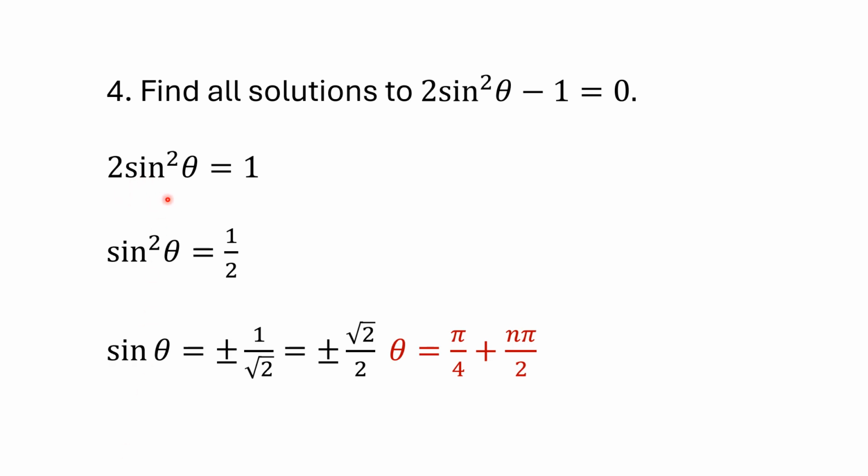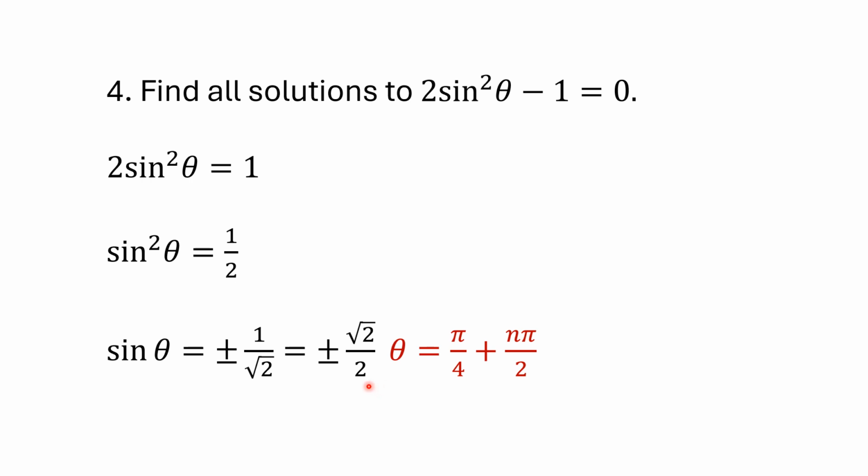Well, 2 sine squared theta equals 1. Sine squared theta equals 1/2. So the sine of theta equals, and this is very important, when I take the square root, I have to take both the positive and the negative. So I get solutions where the sine of theta is 1 over the square root of 2, and where it's negative 1 over the square root of 2. Or rationalizing the denominator, put it in the form you're more familiar with, the square root of 2 over 2.